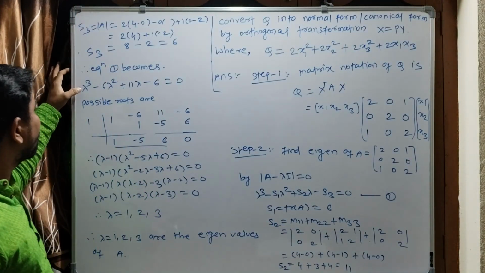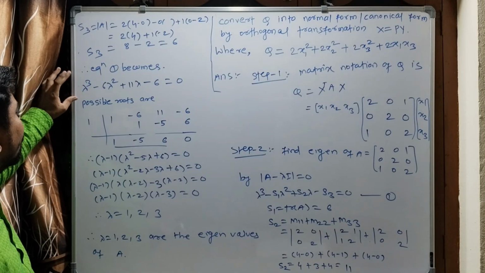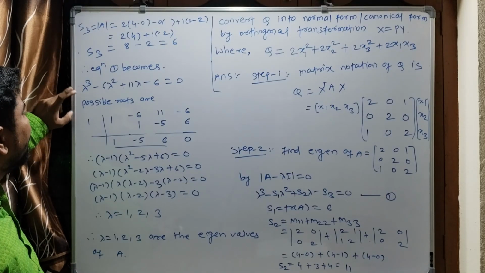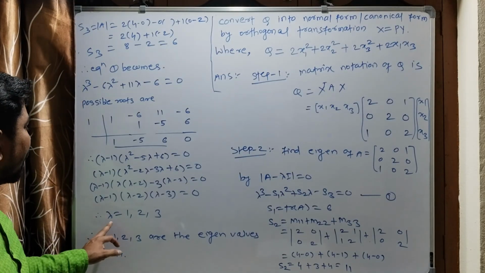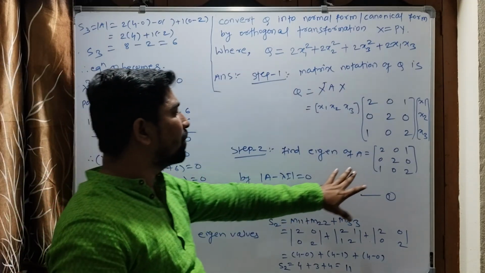Just as I put the values S1, S2, S3 in this equation, I got this equation. After that I use hit and trial. If 1 is one root, then the remaining roots I will find with the help of synthetic division. So I got the roots as lambda equal to 1, 2, 3. So these roots are the eigenvalues of your given matrix A.